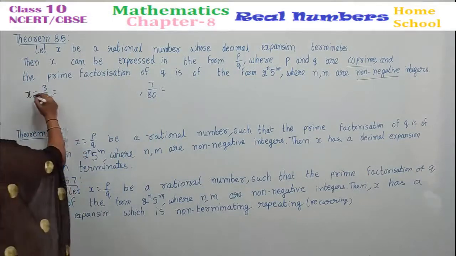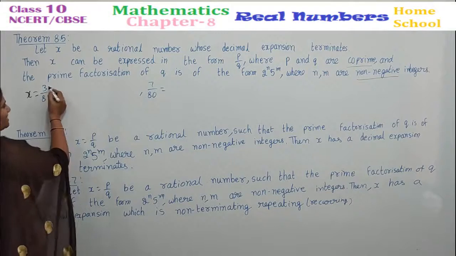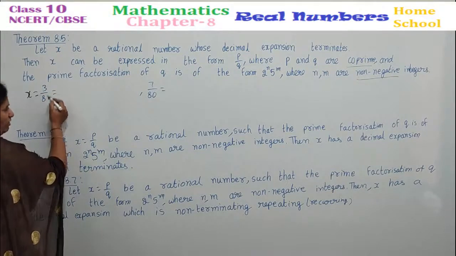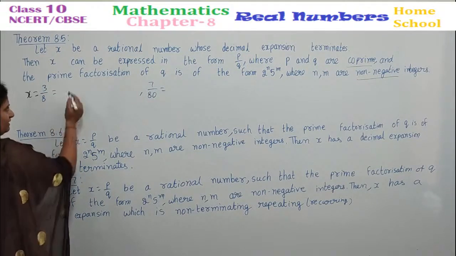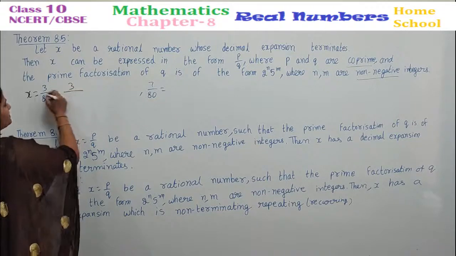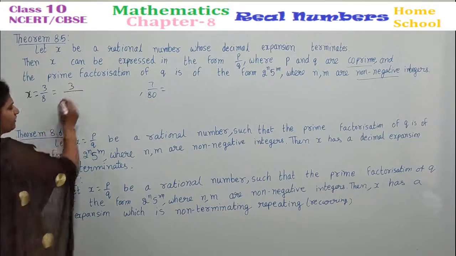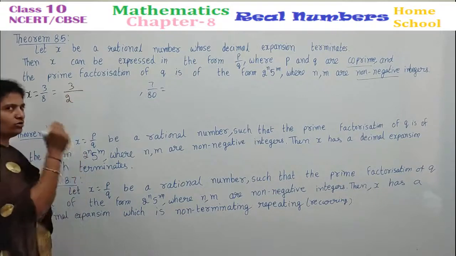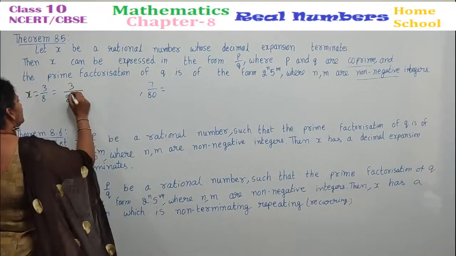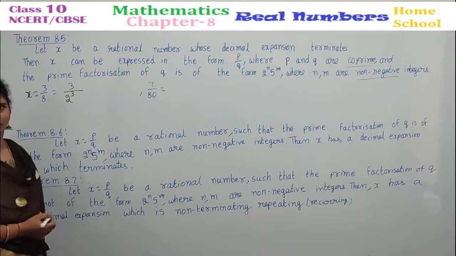Look here carefully. I have taken x to be a rational number. I have expressed that in the form of p by q, that is 3 by 8. Now, split this 8, children. Write the factors of 8. What are the factors of 8? I can write it as 2 into 2 into 2, that means 2 power 3.